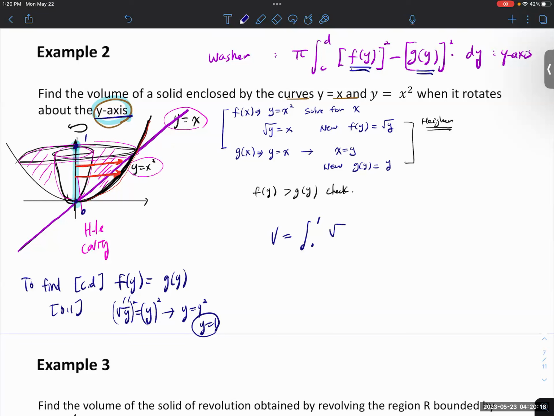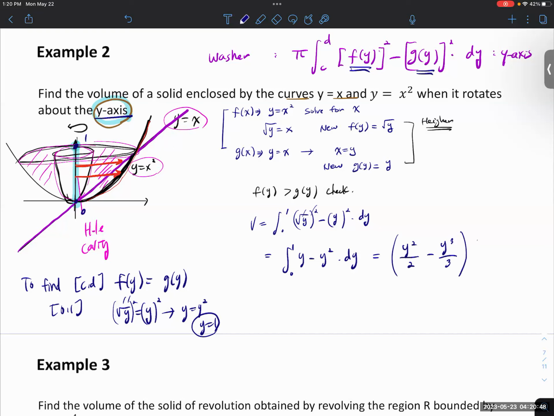F of y is radical y, g of y is y to the second. You're going to take the integral with respect to the y variable. So then this cancels, and we have the integral of y minus y to the second from 0 to 1 dy. That means y to the second over 2 minus y to the third over 3, from 0 to 1.